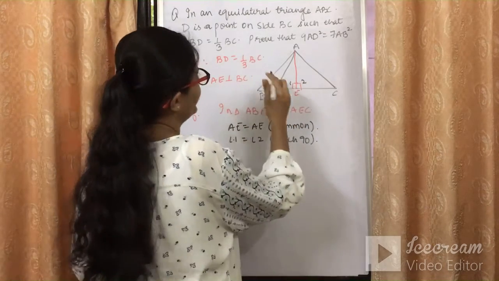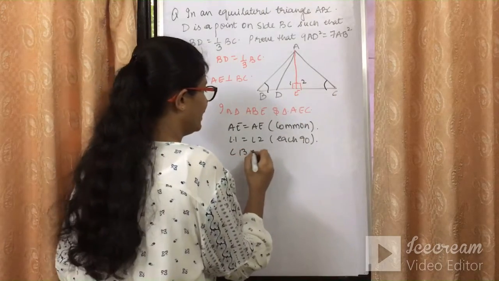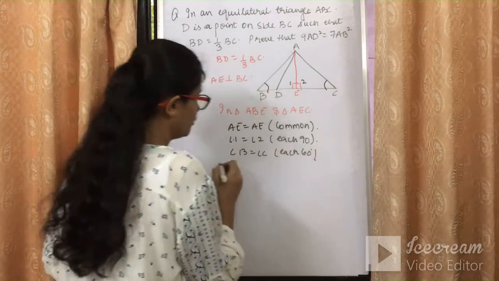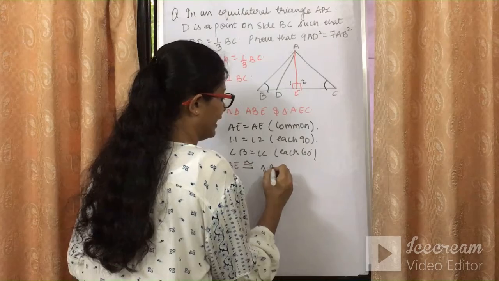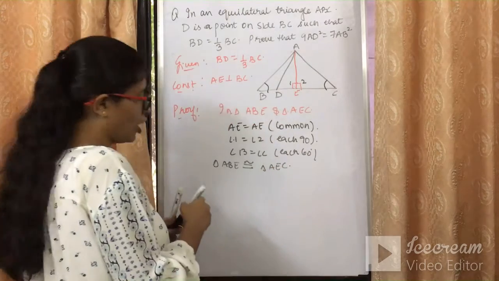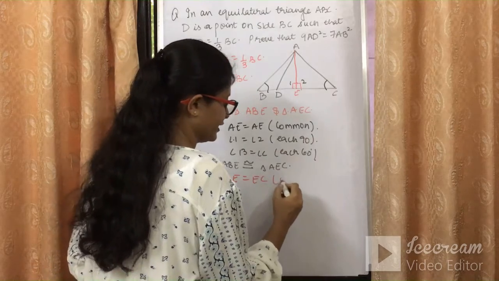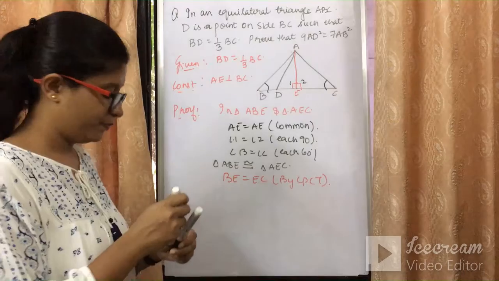Since it is an equilateral triangle, it is already mentioned here, so this angle will be equal to this angle. Angle B will be equal to angle C, each 60 degrees, sorry. So we can say triangle ABE is congruent to triangle AEC. Once it is congruent, can we say that BE will be equal to EC by CPCT? Corresponding parts of congruent triangles are equal.